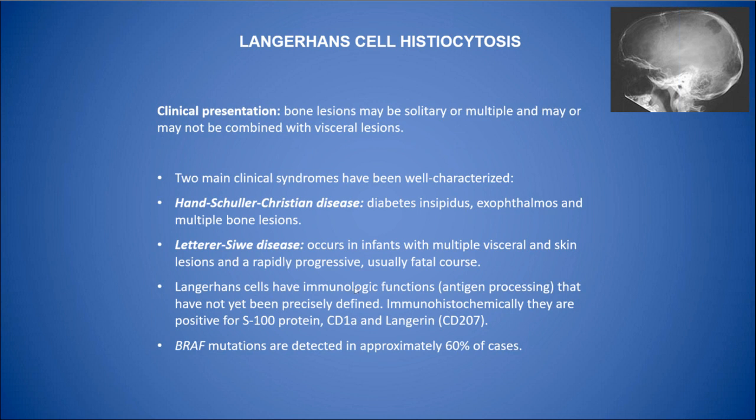Langerhans cells have immunological functions that are not clearly delineated as of now. And immunohistochemically, they are positive for S100, CD1a, and Langerin, which are actually the two markers that are diagnostic in this condition. Of course, they may stain positive for other histiocytic markers like CD68 and CD163, but most importantly, these three are the ones that will help you in establishing the diagnosis. Langerhans cell histiocytosis has BRAF mutations in about 60% of the cases, which constitutes an interesting therapeutic target.